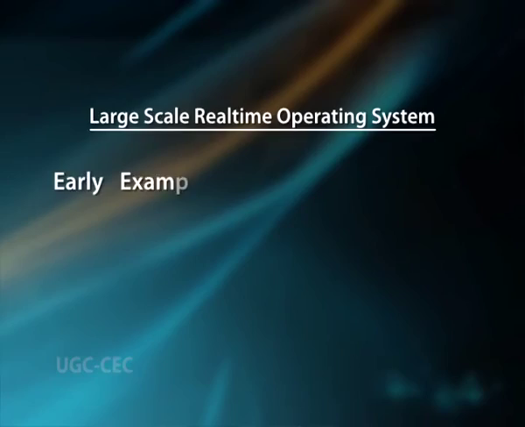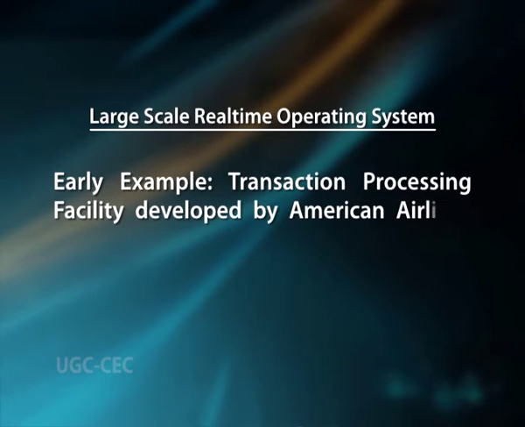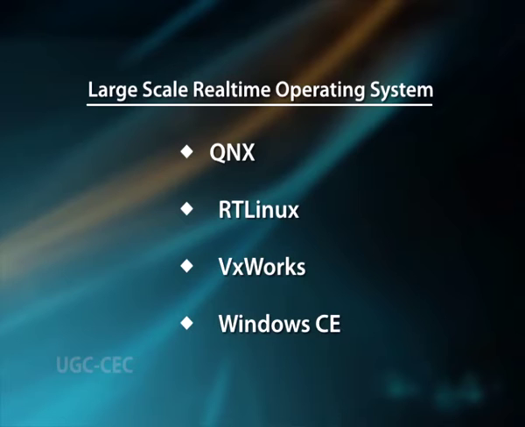An early example of a large-scale real-time operating system was Transaction Processing Facility, developed by American Airlines and IBM for the Sabre airline reservation system. Currently, the best known, most widely developed real-time operating systems are QNX, RT Linux, VxWorks and Windows CE.